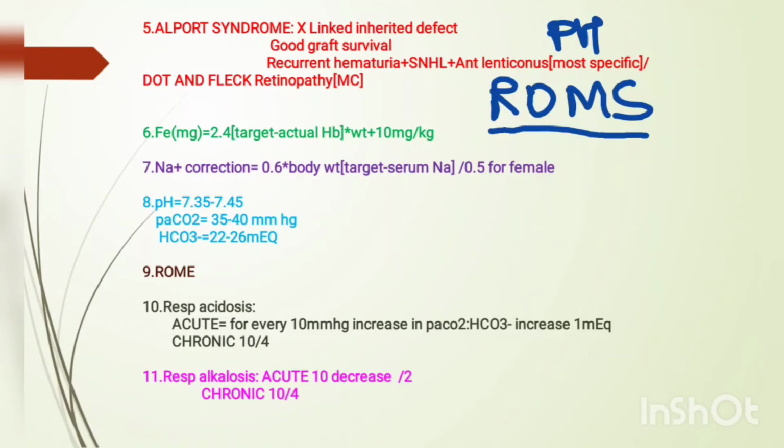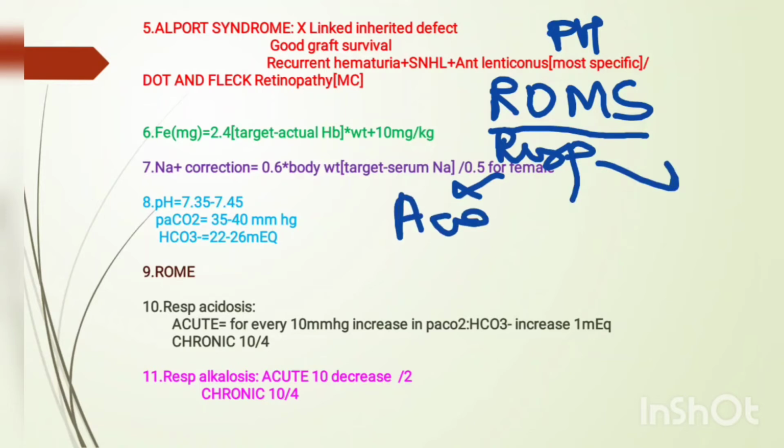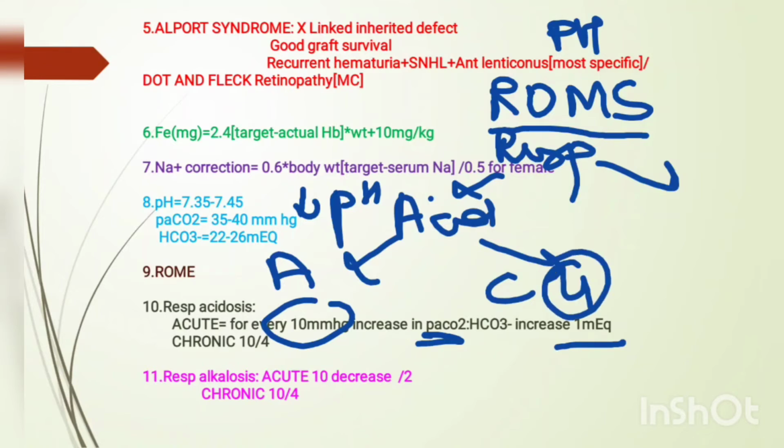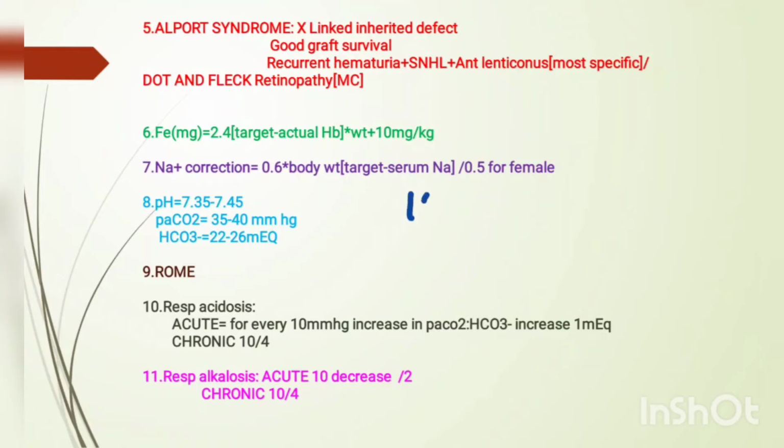So let's talk about respiratory acidosis and alkalosis. In acidosis, the pH has decreased, but PaCO2 and bicarbs will increase. So how much will it increase? If it is acute, for every 10 mm increase in PaCO2, bicarbs increase by 1 milliequivalent. And for chronic, for every 10 mm increase, the bicarbs will increase by 4 milliequivalents. So you'll remember it like 10 to 1 and 10 to 4.